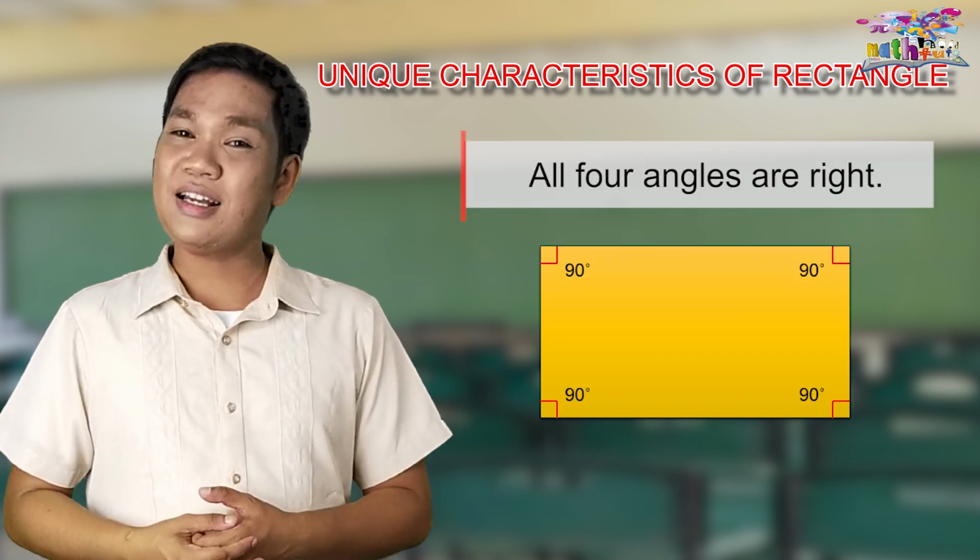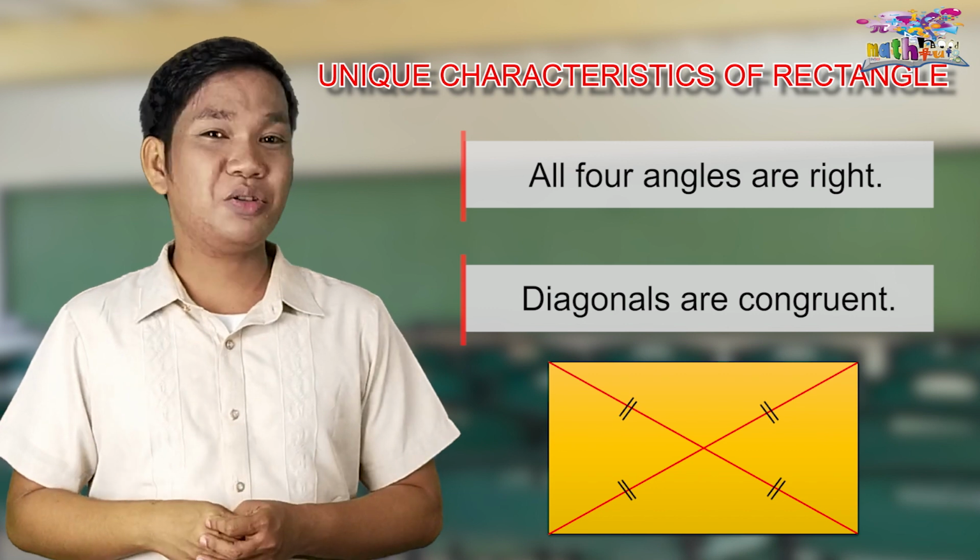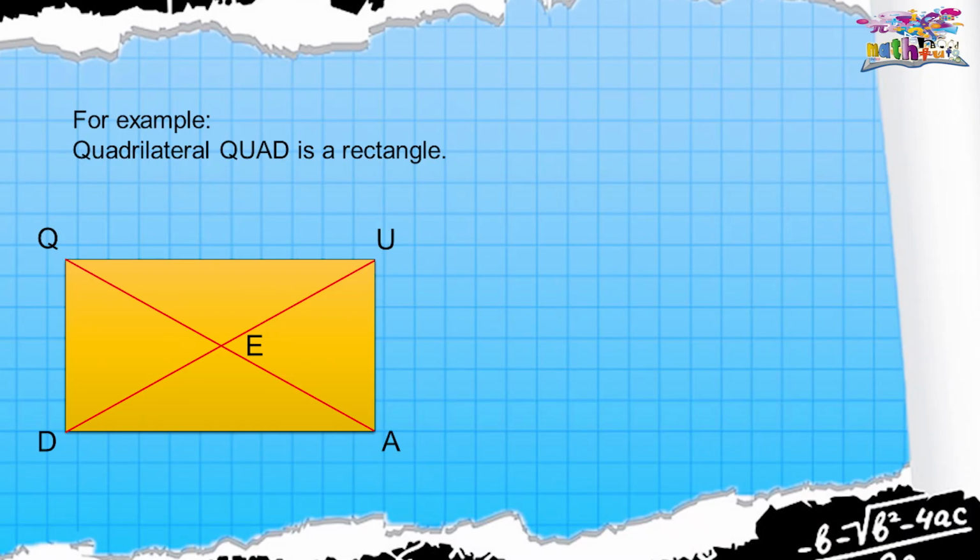All four angles are right. Diagonals are congruent. Let us take quadrilateral QUAD as an example. Given that QUAD is a rectangle, if UE equals 21, what is the measure of ED? UE and ED are segments that joined to form diagonal UD.